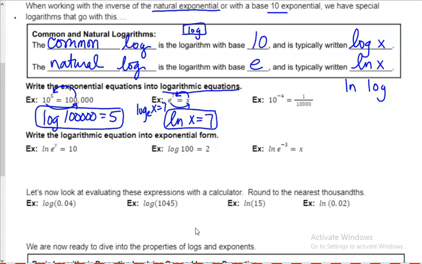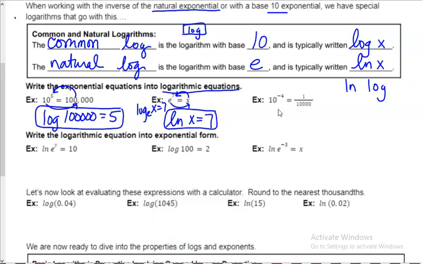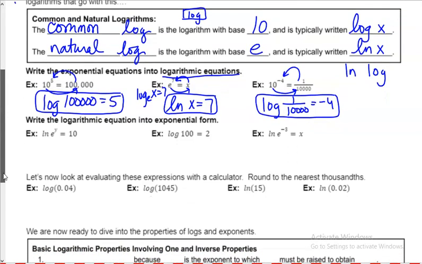So using the natural log when you have a base e, using the log when you have a base of 10. So 10 of this is equal to that. So let's do log of the 1 over 10,000 has to equal -4. And that is the logarithmic equation that would equate to that.